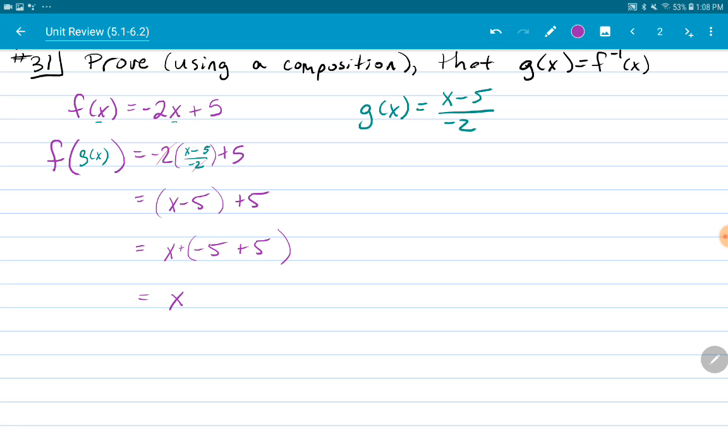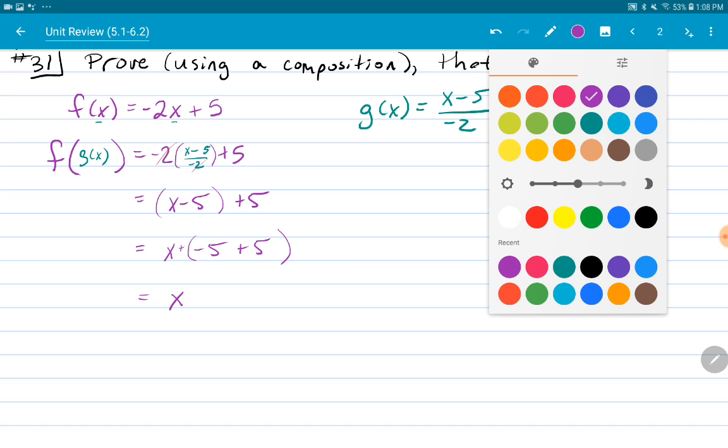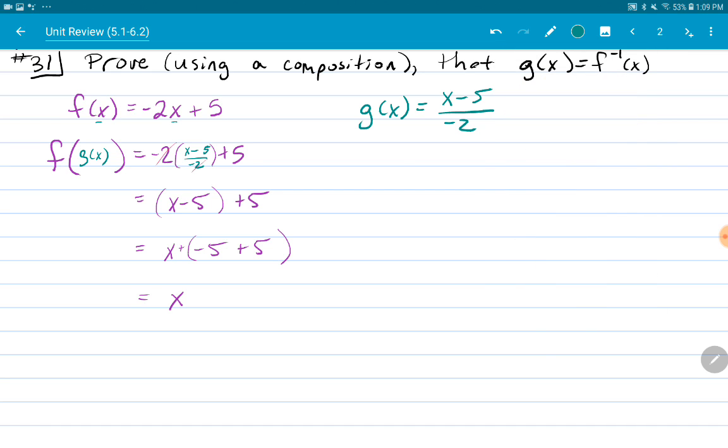And now for the other direction. So now I can see that f will undo g of x, but I need to make sure that g of x will also undo f of x. So I need to go the other way. So this time I'm going to do a g function and evaluate it when x equals f of x.